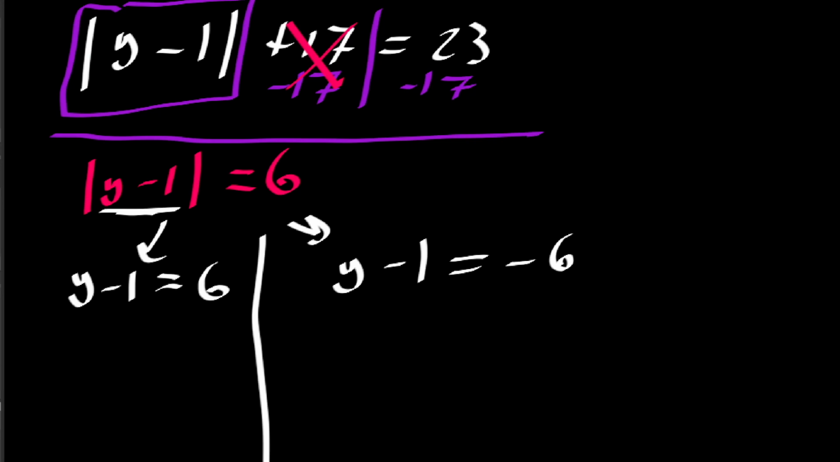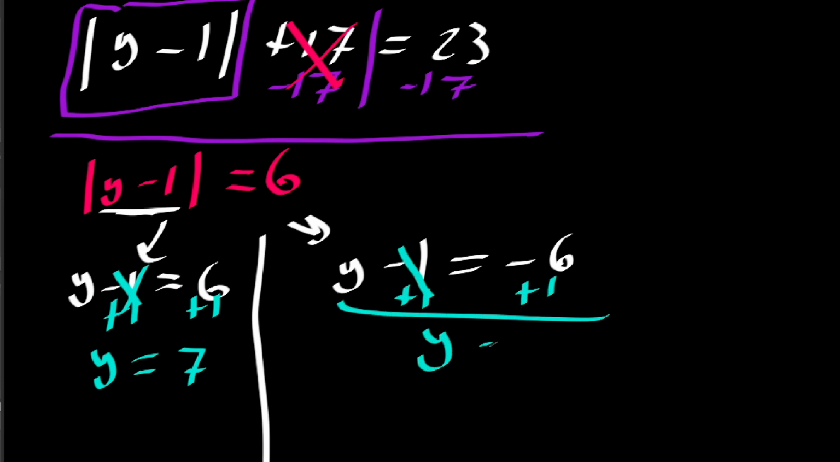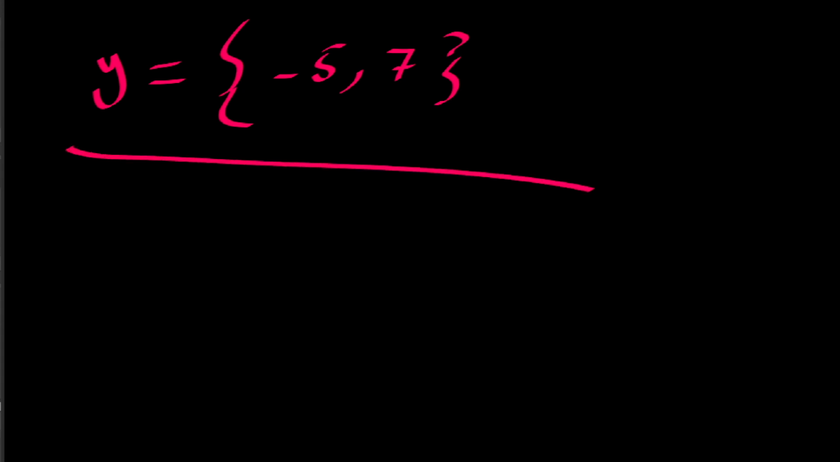All right, so now this one's probably pretty easy to solve. We would just add 1, add 1. So y equals 7, add 1, add 1. So y equals -5. All right, now once again, here's how we would actually write that. We would say y equals the set with -5 and 7 in it. And then once again, we want to check our answers.